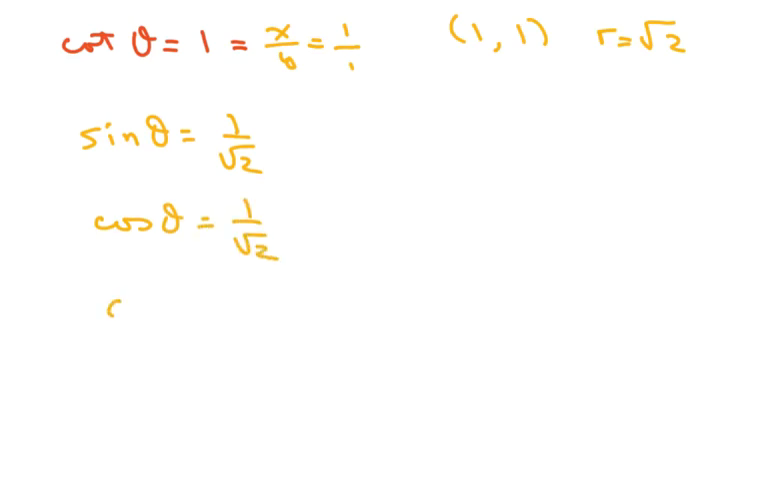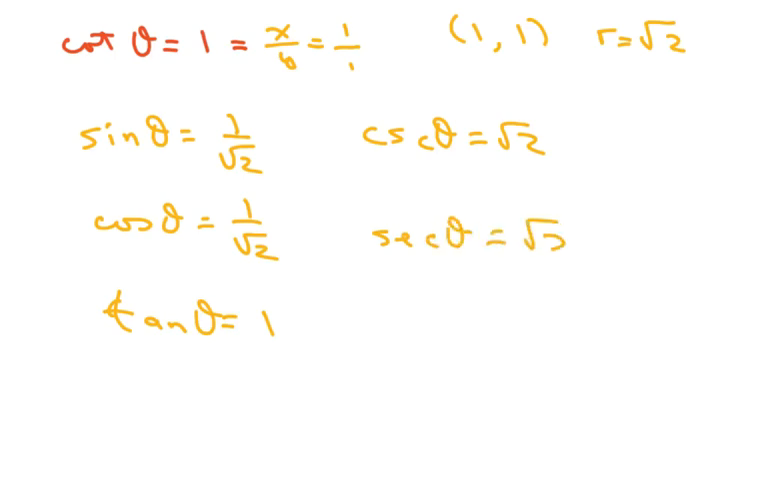We already know that tan and cotangent are the same, 1 over 1, you just flip it. So I picked an easy one. Cosecant of theta is square root of 2, and secant of theta is square root of 2, and therefore cotangent equals 1. Okay, that's all.